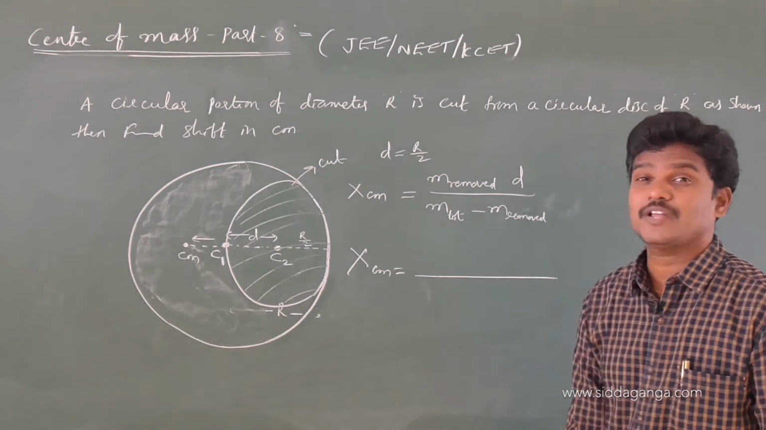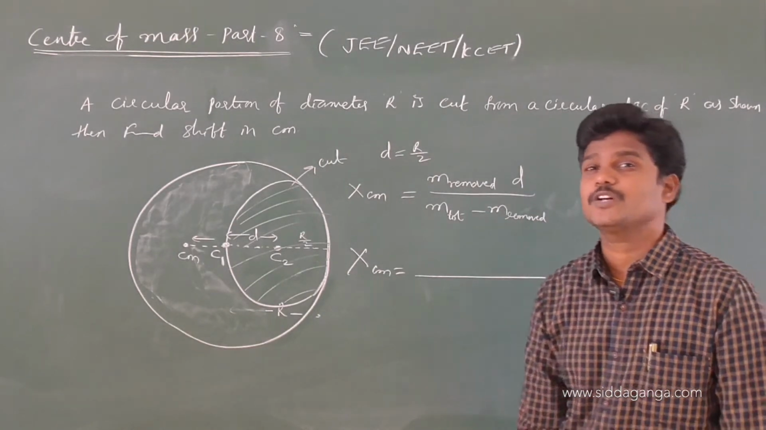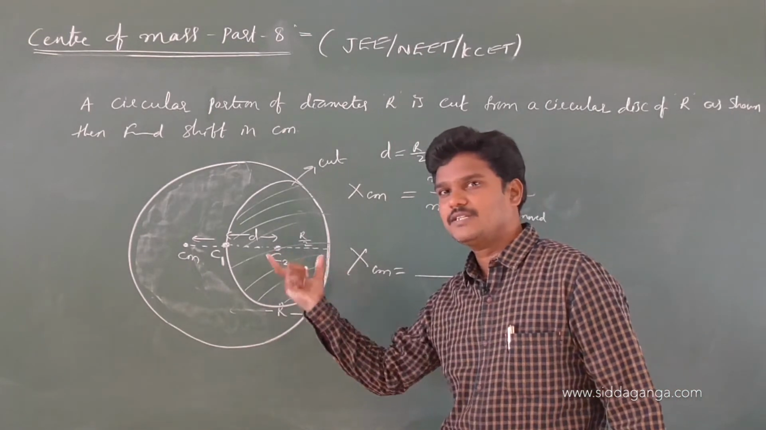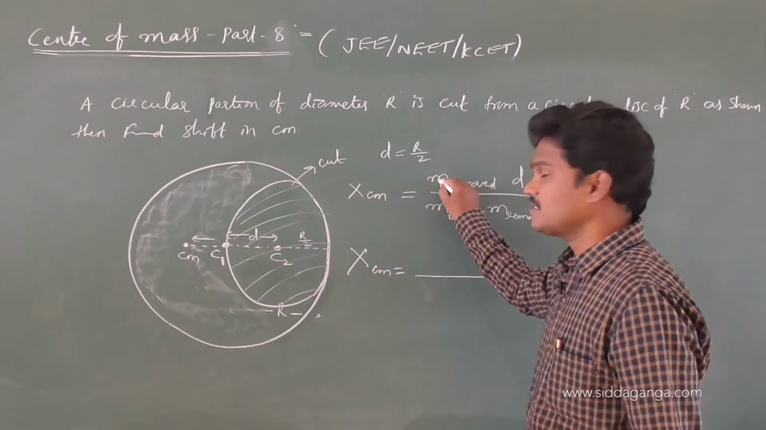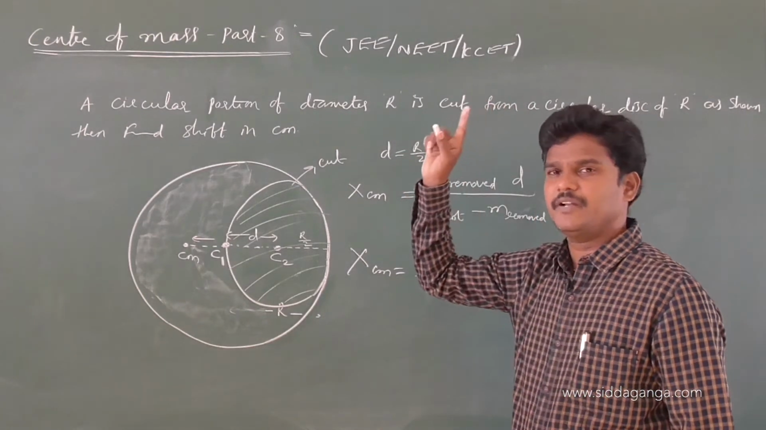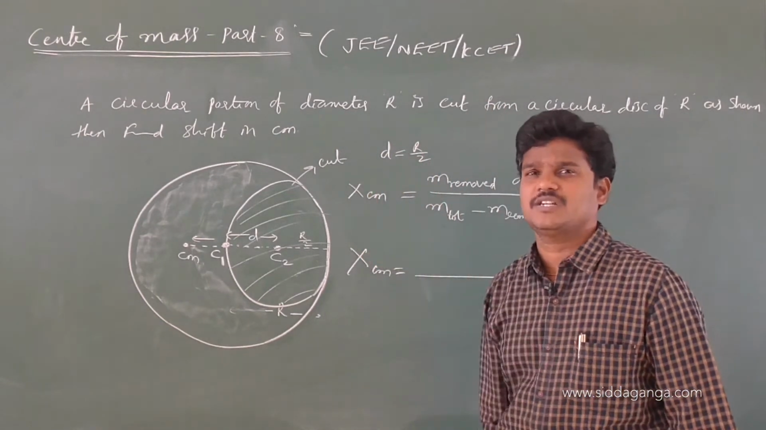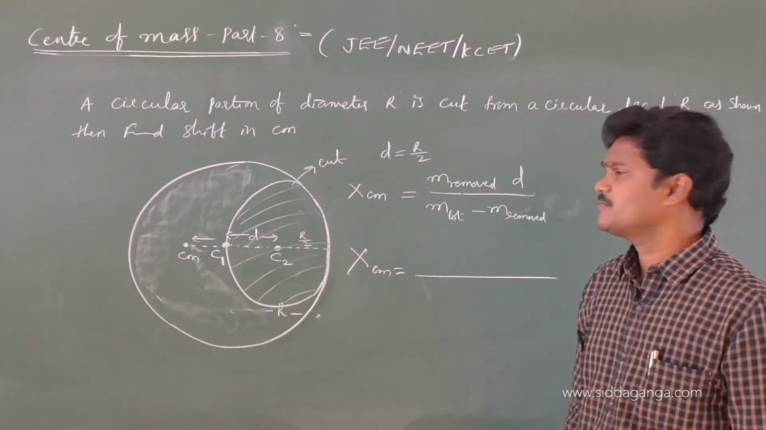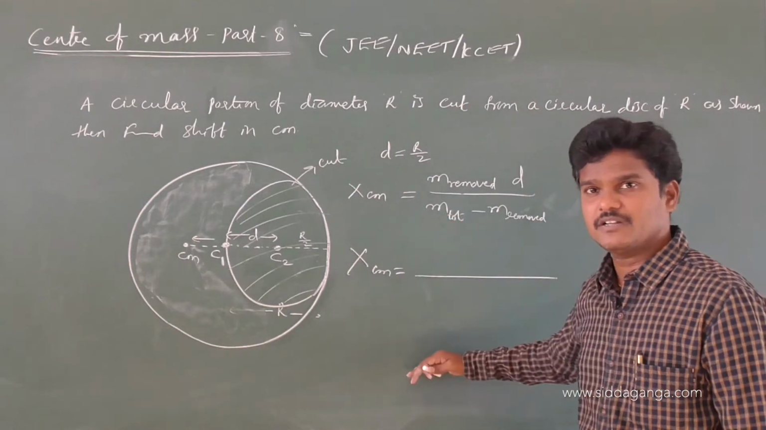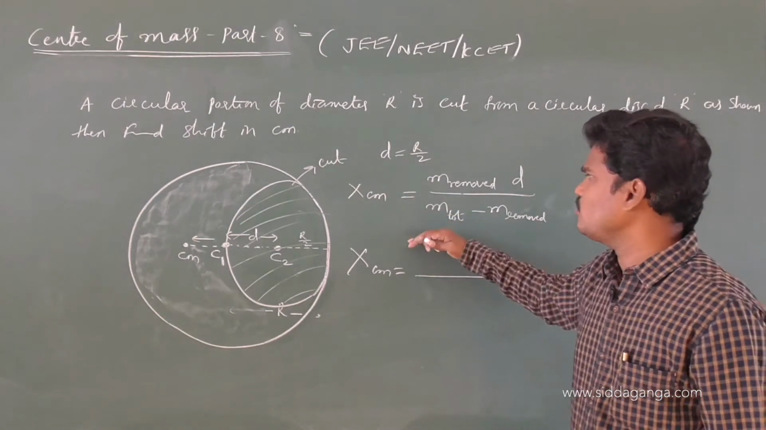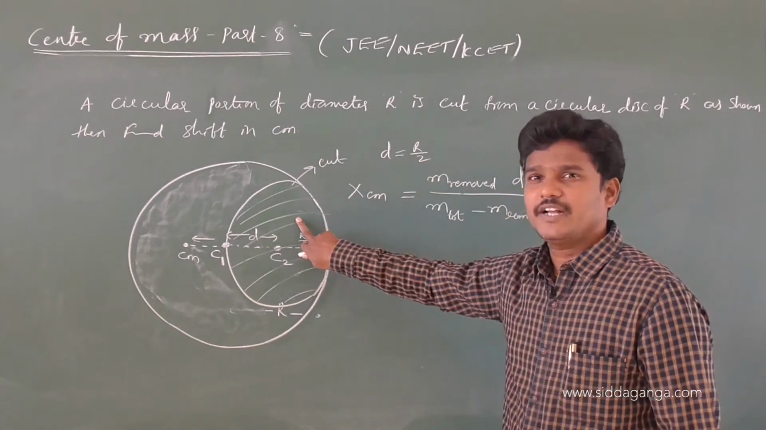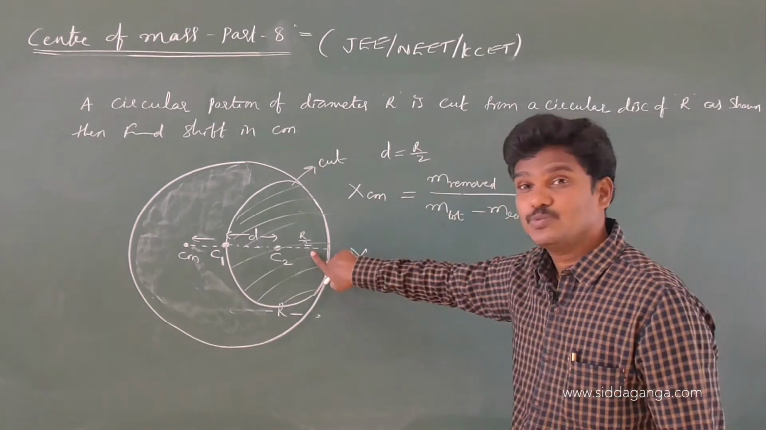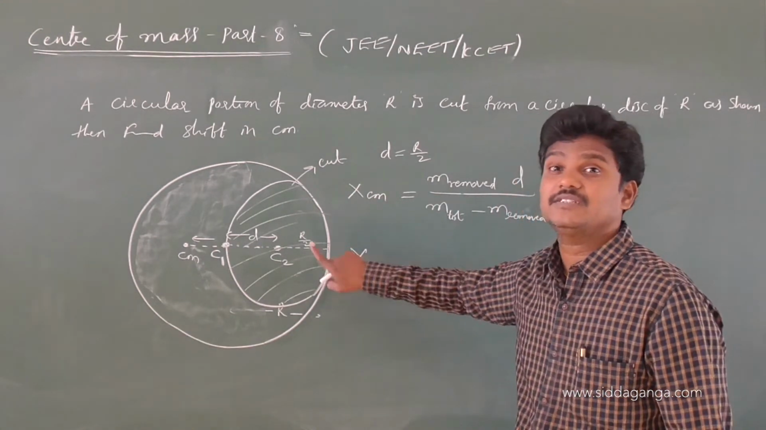Removed mass is proportional to the area. What is the radius of the removed part? The radius is R by 2. So removed mass is proportional to the area. The thickness and density are constant, and I am not using them now because of the same symmetrical shape. Since it is the same shape, the constant in the numerator and denominator is going to cancel out. Removed mass is proportional to the area of the removed part. What is the area? Pi r square, and here r is R by 2, the removed part radius.